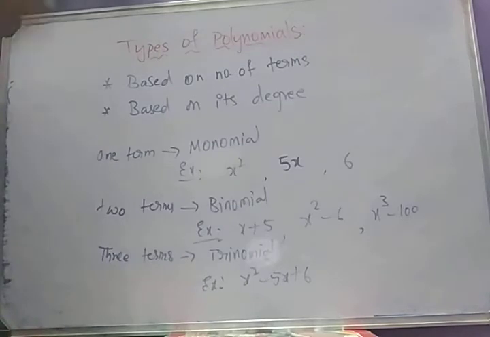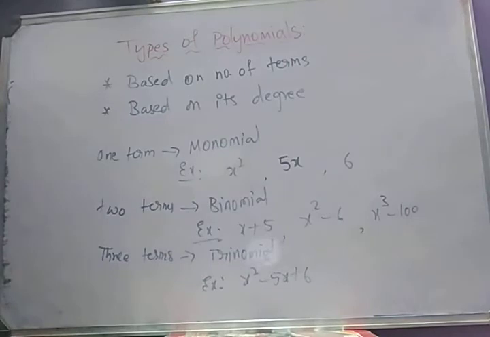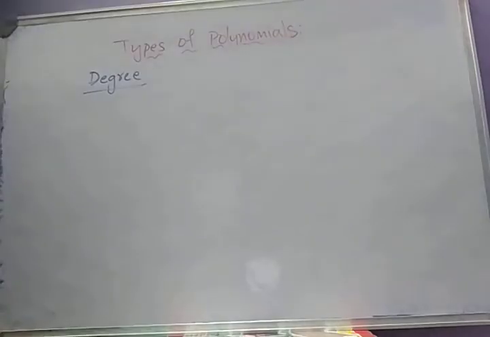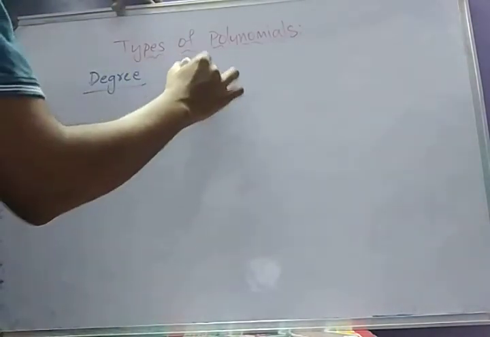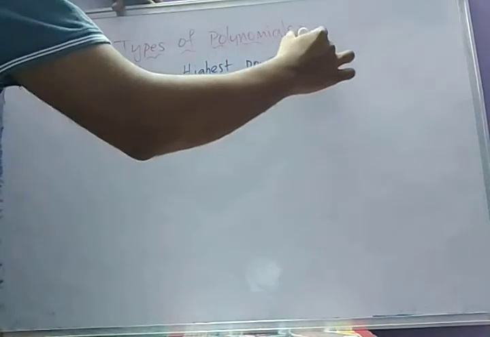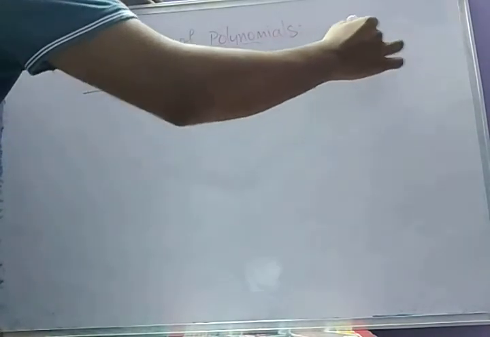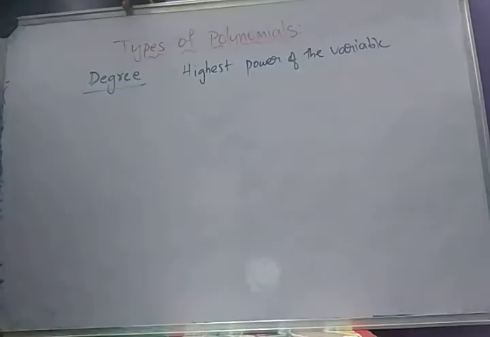Next, we look into the types of polynomials based on degree. First of all, what is a degree here? Degree is nothing but the highest power of the variable involved in a polynomial. Highest power of the variable involved. Let us try to understand this with an example.